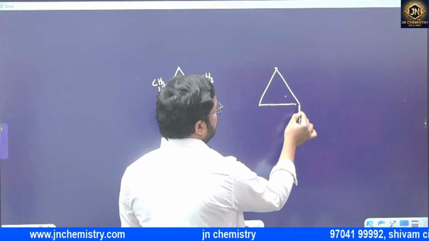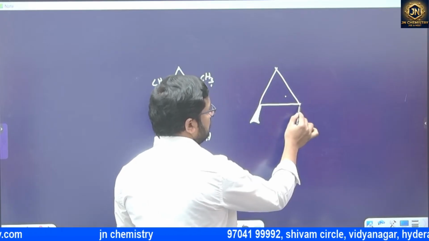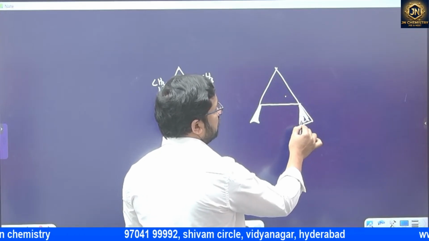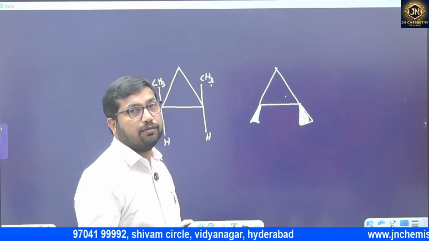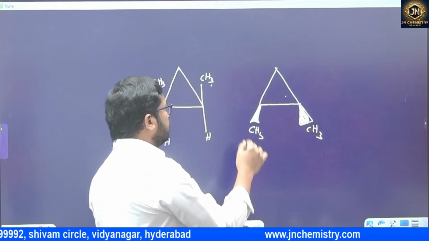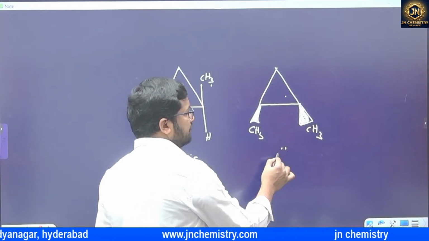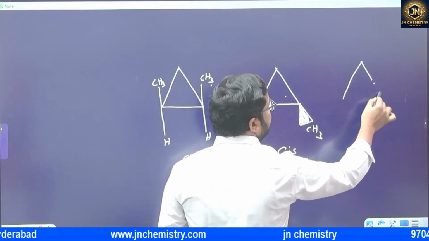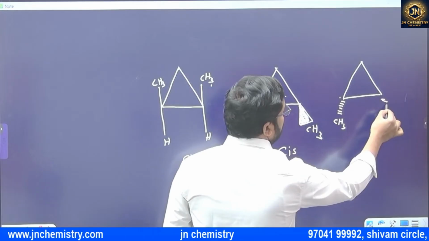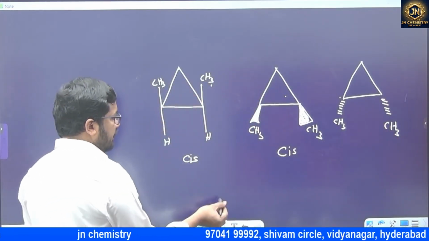Both are on the same side, right? So thick line, thick line means, in stereochemistry, thick line means towards the observer. Dotted line means away from the observer, right? So CH3, imagine CH3. So now we can say this is cis. This is also the same, cis. Otherwise we can write the same with the dotted line. Okay, all are cis. So how can we write the trans for this?